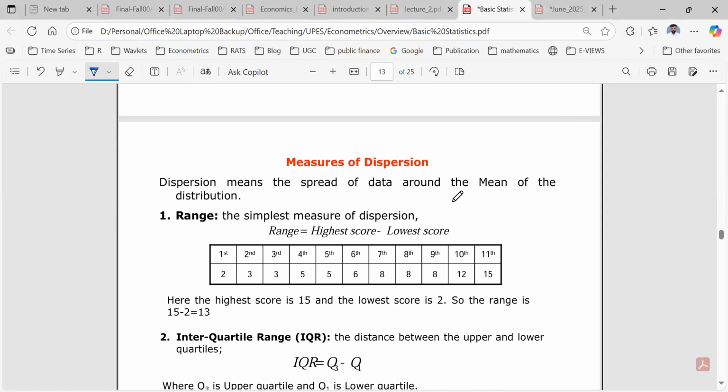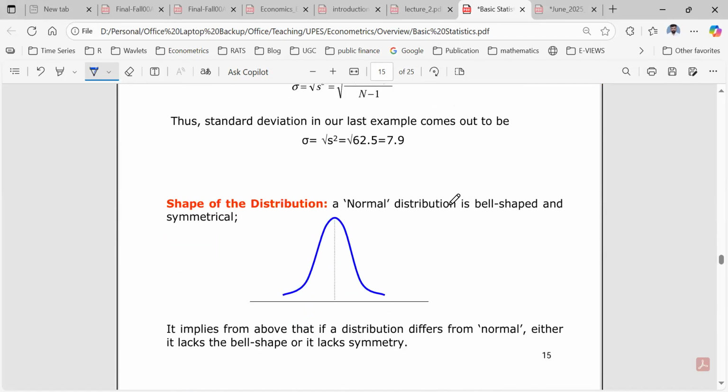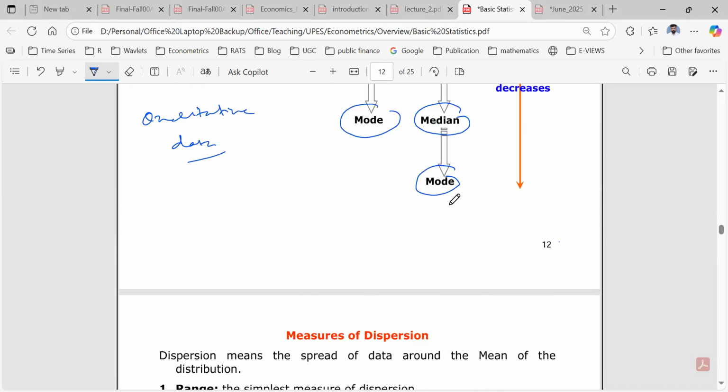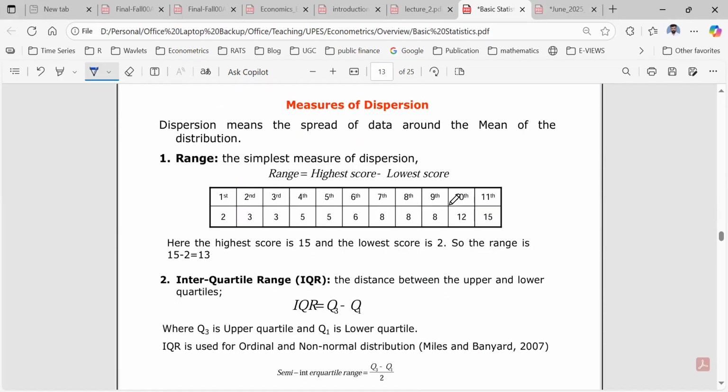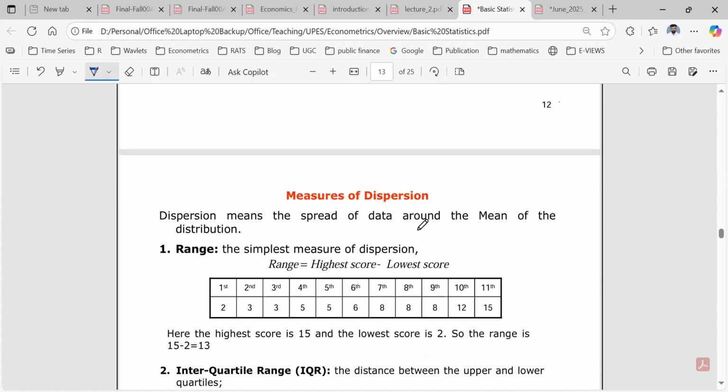Yes, sir. Okay, so what are the other important measures of dispersion? Let us focus on dispersion. Measures of central tendency we have already discussed. Measures of dispersion are very important not only from the perspective of descriptive statistics, but also from the research perspective.